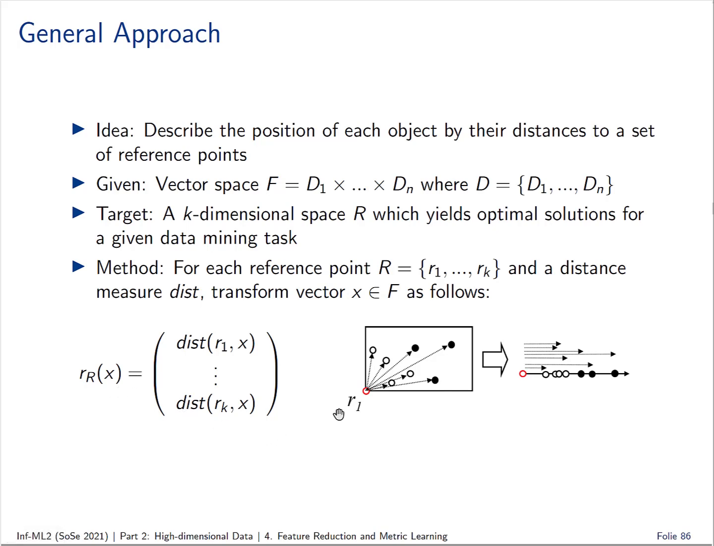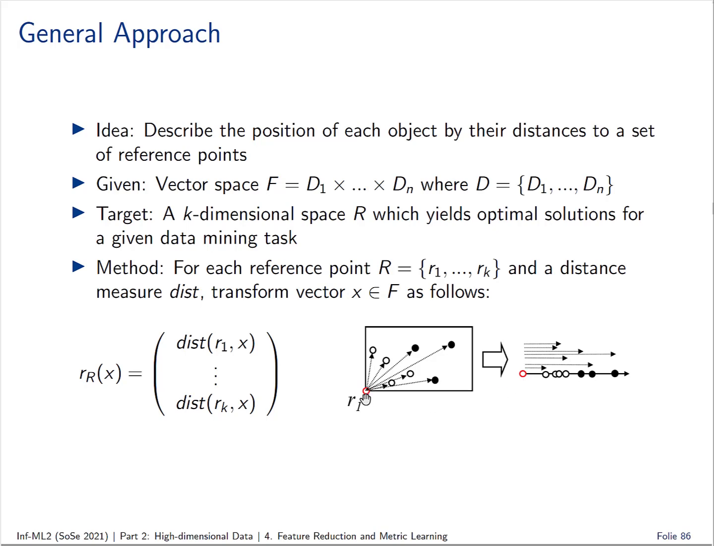There's a kind of visualization here. If we have these different reference points, r1 here is our reference point, which is the origin in that case. All these points are transferred into the distance to this reference point. So all the white points get closer, smaller distances, and those three points here get higher distances.